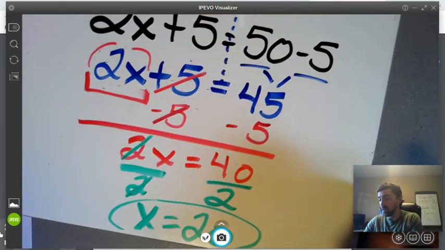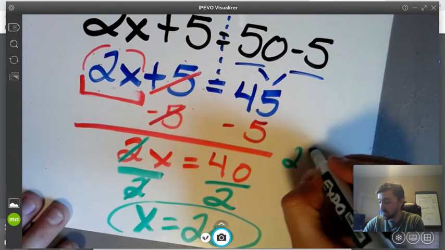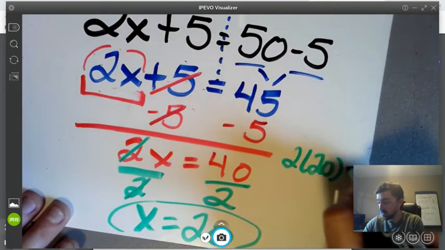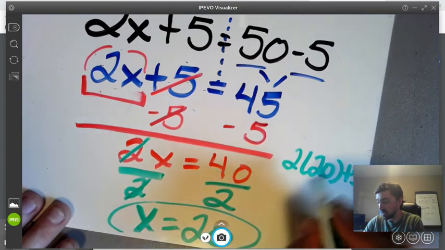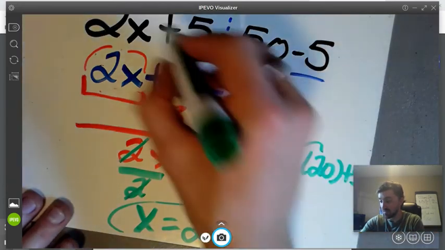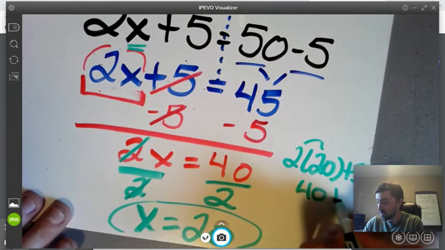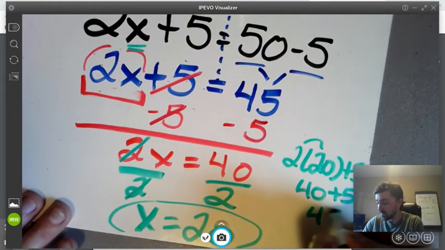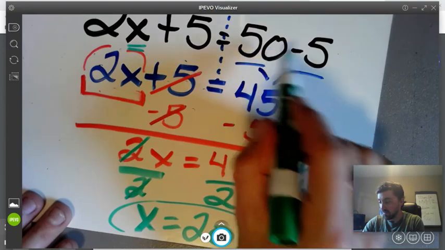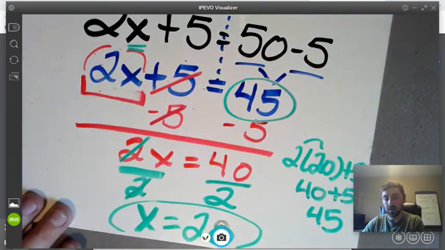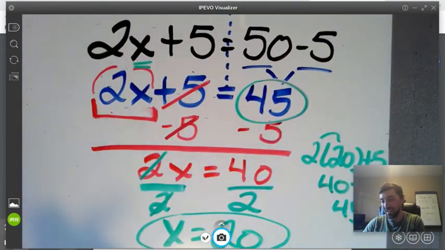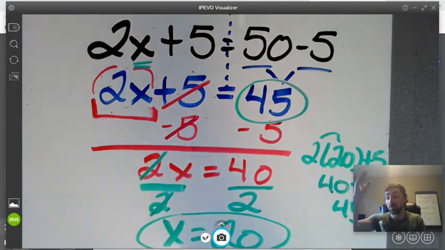So if we go 2 times 20 plus 5, well, 2 times 20, because I'm substituting the 20 in where that x is, that gives us 40 plus 5 equals 45. And 50 minus 5 gives us 45. So the two sides are equal. So that is going through literally every step.